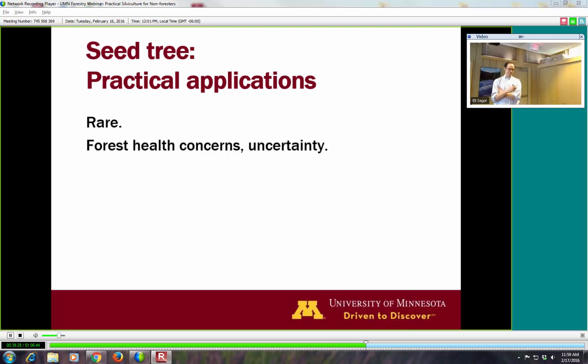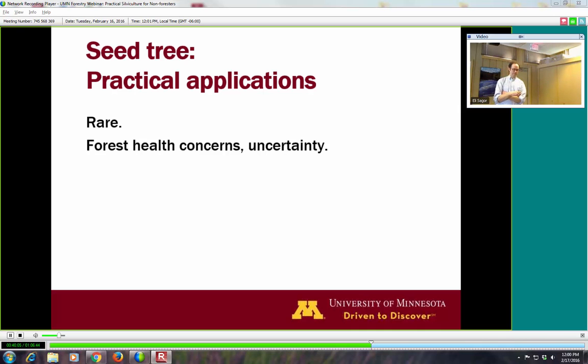Diplodia is a shoot blight that is dropped from the crowns of mature trees onto the foliage of regeneration, or shorter trees, I suppose, and can cause a very high level of mortality. And so there's some real risk associated with having mature red pine over red pine regeneration, whether it's planted or of natural origin. Those two factors, uncertainty and diplodia risk in the case of red pine, constrain it.